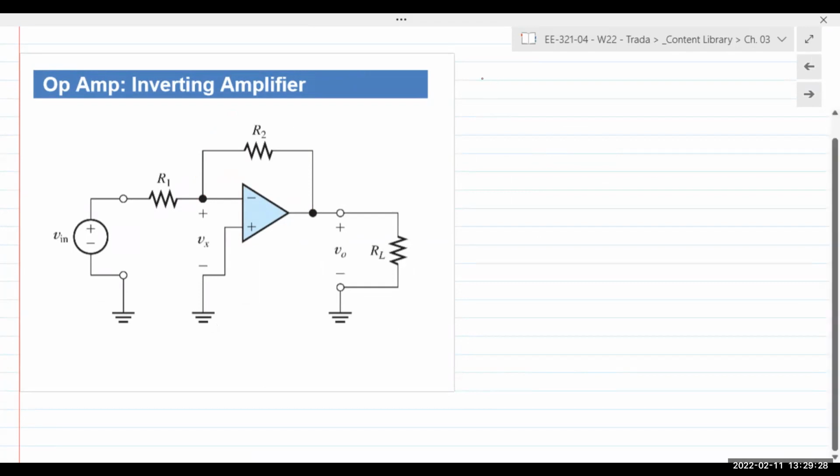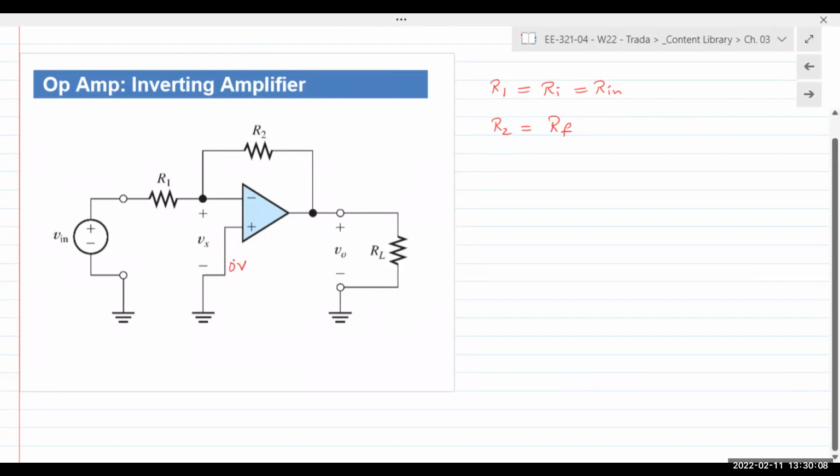Oftentimes, R1 in some books will be labeled as Ri or Rin. And R2 will be labeled as Rf, F signifying feedback. Okay, so Ri or Rin and Rf. Now, current direction. We see that this non-inverting terminal is connected to ground. So potential here would be 0 volts.